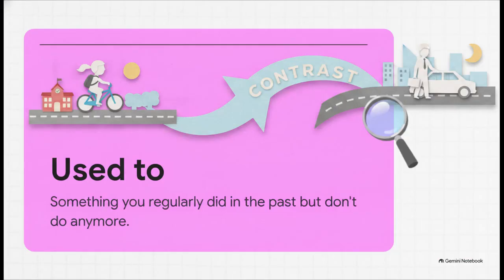Here is the absolute core of what we're talking about today. We use this specific structure to describe habits or routines that happened a lot in the past, but, and this is the key part, they do not happen anymore. It's all about contrast. You're not just stating a random fact from the past, you're highlighting a change. Like if you rode your bike to school every single day as a kid, but today you drive a car to work, this is exactly the phrase you need.